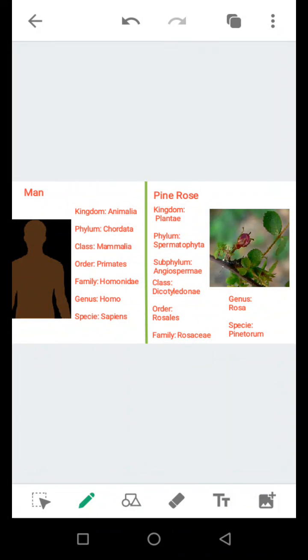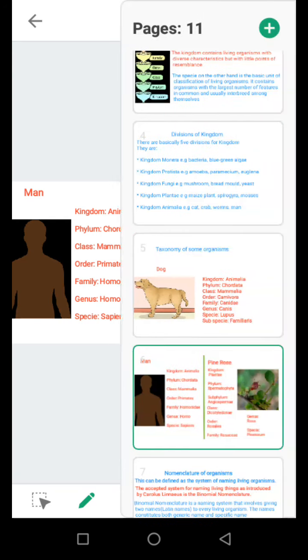It belongs to the subphylum Angiosperma. It belongs to the class Dicotyledonea. It belongs to the order Rosalis. It belongs to the family Rosacea. It belongs to the genus Rosa, and it belongs to the species Pinetorum. So that's that on that.